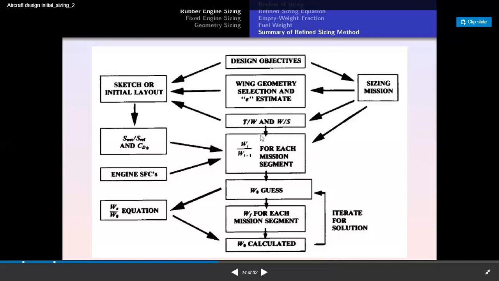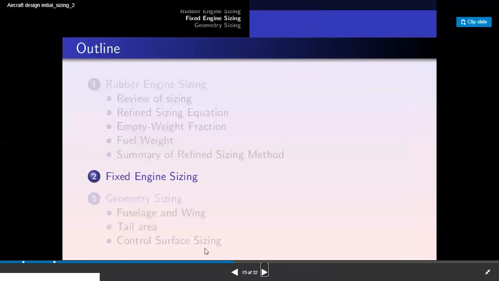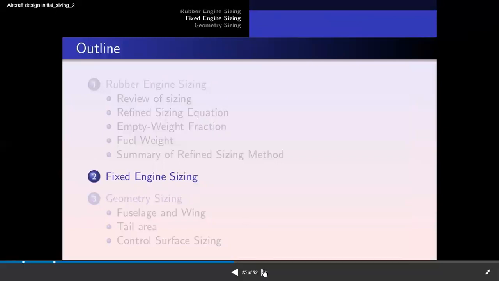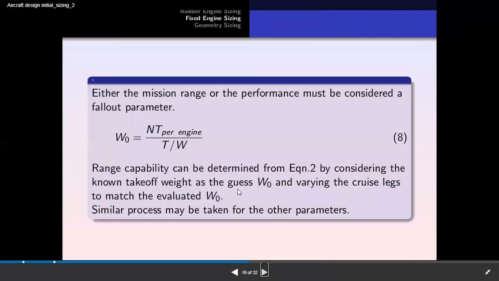engine sizing. Next, we are going for fixed engine sizing. In rubber engine sizing, we are going to design a new engine. That process is called rubber engine sizing. When an engine already exists in the market, that is called a fixed engine. All the parameters are already known beforehand. Either the mission range or a performance requirement must be considered as a fixed parameter. That is W naught and the thrust per engine.